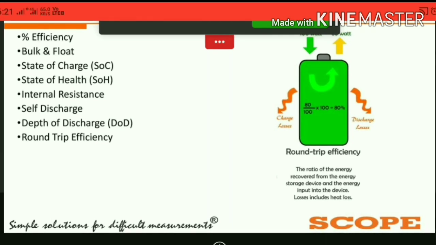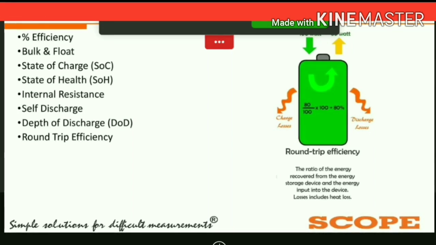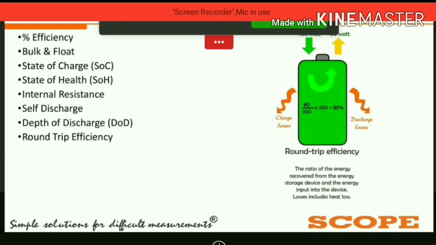What is round trip efficiency? Round trip efficiency is the ratio of the energy recovered from the battery to the energy input into the device. So in the charging process, for example, you can see in the picture, 100 watt is the input energy.